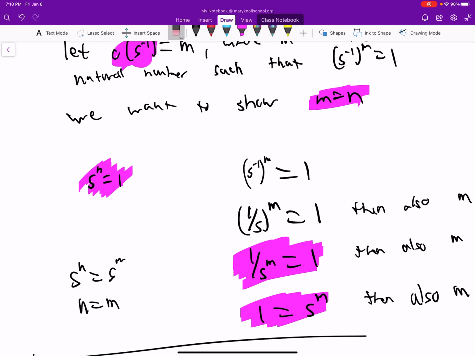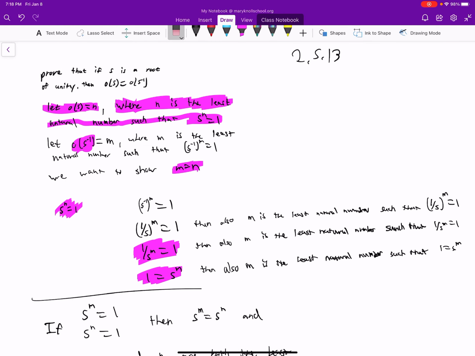because they could still be different numbers, right? They could be like, I don't know, i to the 4th equals i to the 8th, but 4 does not equal 8, right? So let's take a look here.